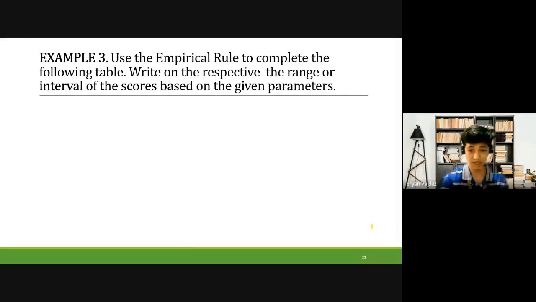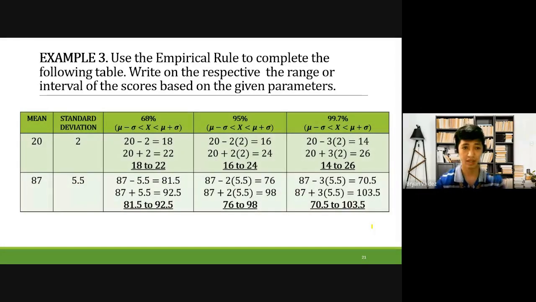Okay, this is our last example. So use the empirical rule to complete the following table. Write on the respective, the range or interval of the scores based on the given parameters. Ayan. So we have now the mean and then the standard deviation given. And then we have the parameters. So 68%. Okay, paano natin siya makukuha? That's 95%. Then 99.7%. Ito yung parameters natin.